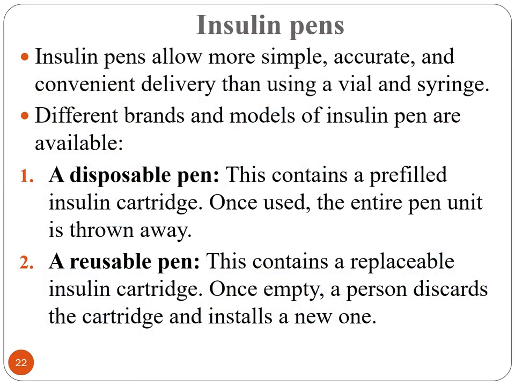Insulin pens allow more simple, accurate, and convenient delivery than using a vial and syringe. There are different brands and models of insulin pens available, such as the disposable pen. This contains a pre-filled insulin cartridge. Once used, the entire pen unit is thrown away. And a reusable pen contains a replaceable insulin cartridge. Once empty, the person discards the cartridge and installs a new one.